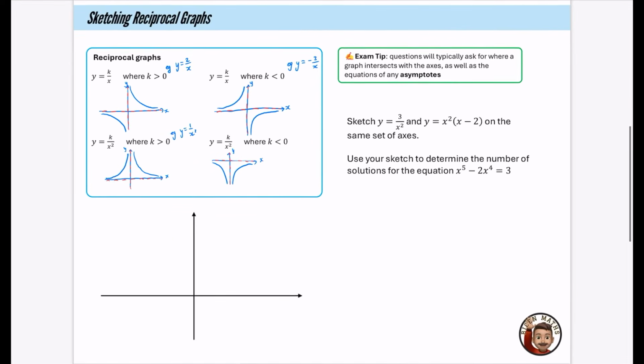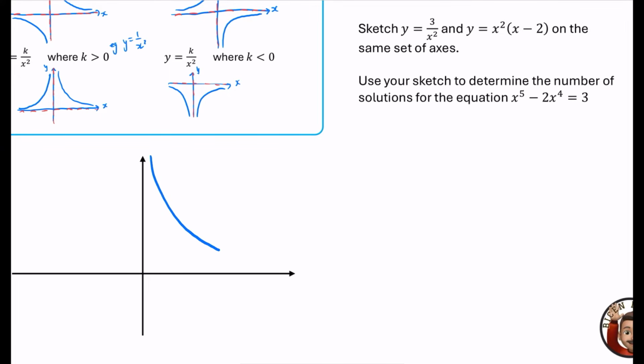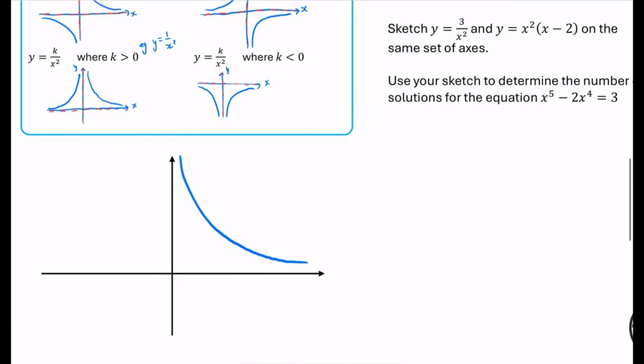So what we're going to do for this one is it says sketch y equals 3 over x squared and y equals x squared (x minus 2) on the same set of axes, and use your sketch to determine the number of solutions to this equation. Well, that's a bit of a strange bit. Let's actually start off with the sketch to begin with. So we're going to do the 3 over x squared. It's going to look like this kind of graph. And again, we don't know exactly what it's going to look like in terms of how close to the axes, but all we're really looking for here is just the general shape of it like this.